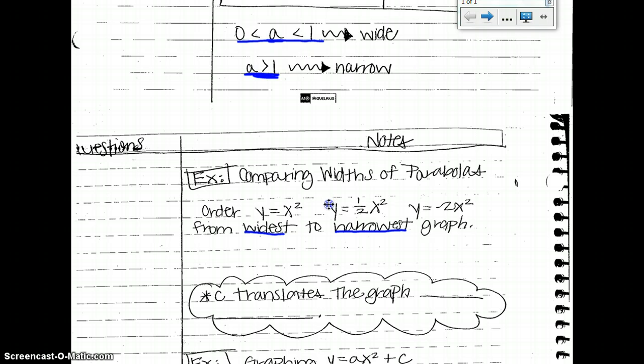So the ones are in between 0 and 1. Let's see right here. So y equals 1 half x squared is our widest. Moving on down, the coefficient of our first one is 1. For this one, we're just looking at the 2. We are not going to take into account the negative. So the next widest will be y equals x squared. Then last, the narrowest is y equals negative 2x squared.